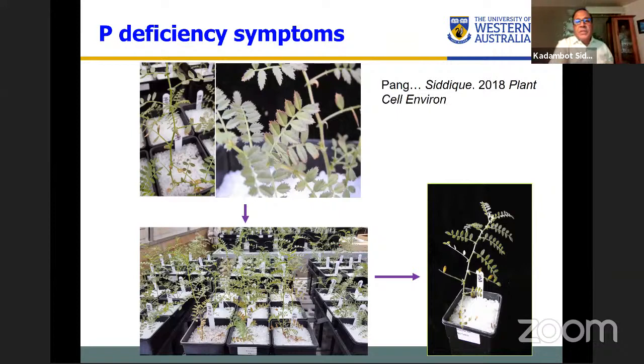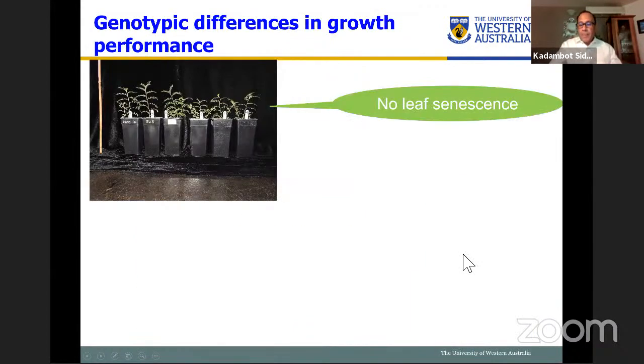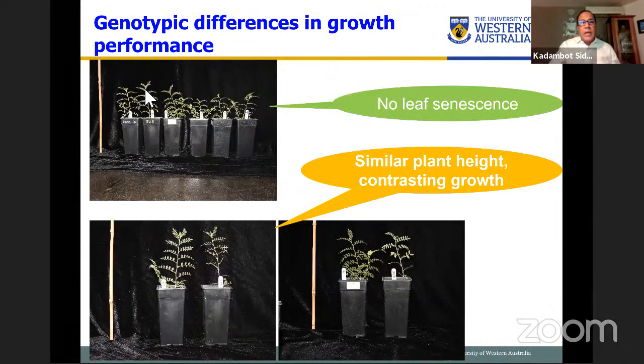Some of our phosphorus deficiency work, which we have done with the core collection reference set, you can see the typical classical phosphorus deficiency coming. This is the work done by my postdoctoral fellow, Jiayin Pang, and published in Plant and Soil. You can see what the early symptoms of phosphorus deficiency are. But from the same collection, we have a genotype with no leaf senescence at all. So here is an example of P deficiency. This genotype was not able to take up phosphorus from low P soils as opposed to this. So significant genotypic variation. And again, a lot of this is available and published.